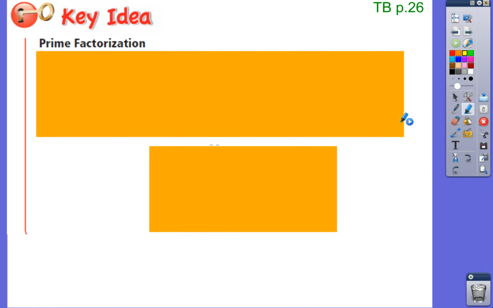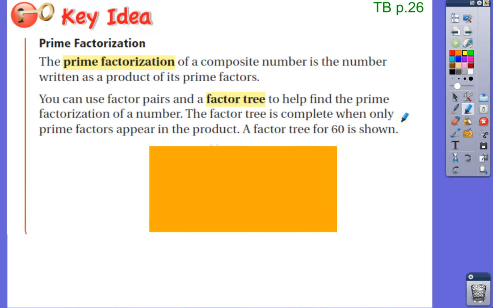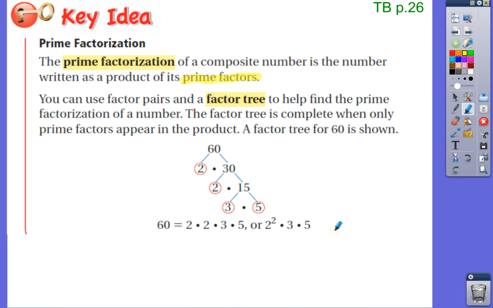Okay, let's talk about prime factorization. Prime factorization of a composite number is the number written as a product of its prime factors. Now, I'm guessing in elementary that you all completed factor trees, or maybe you have done it but forgot what it looks like. Now, we can use a factor tree to help us find the prime factorization of a number. A factor tree is complete only when all of the prime factors appear. So, here's the example of a factor tree for 60.